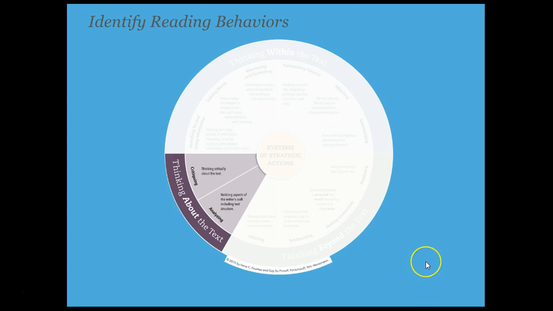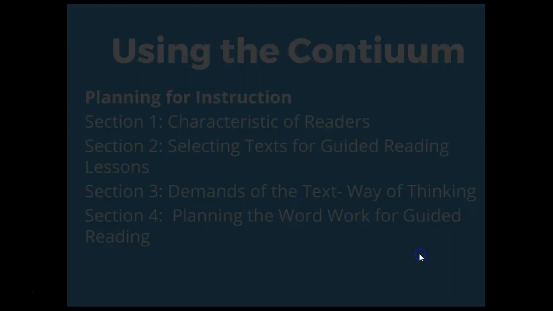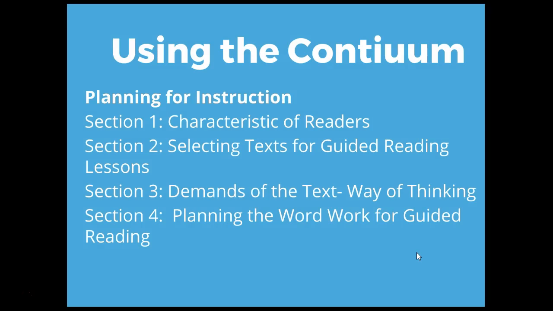So within the next section, as we look at the different levels of reading, these 12 strategic actions will be identified in each level. And so it's very important that as we prepare a guided reading lesson, we're thinking about these strategic actions. So as we start to use the continuum, we want to look at how this section is organized.